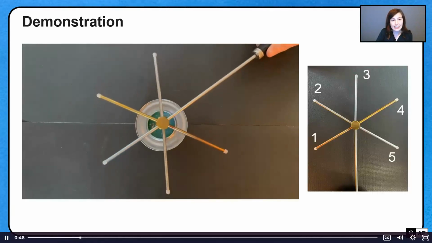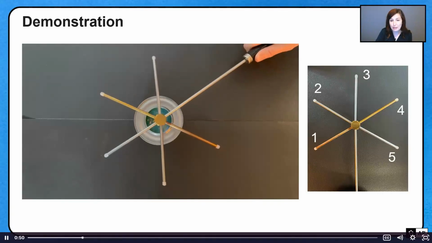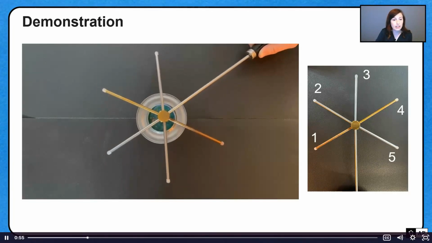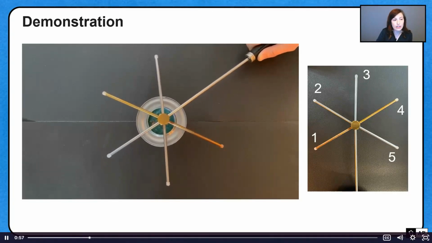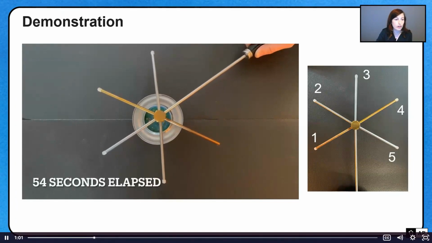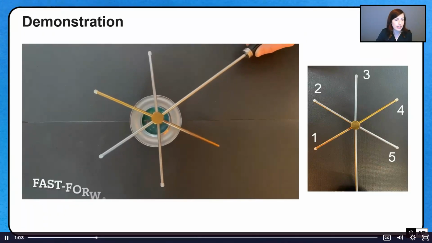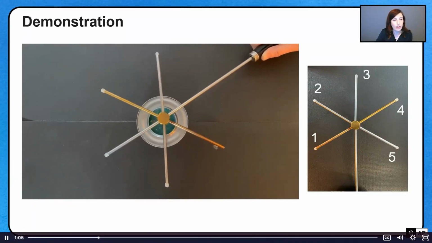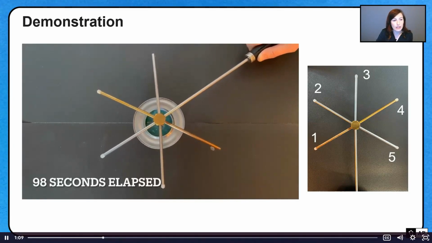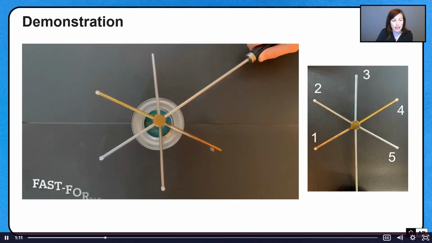In this demonstration, I have several rods of the same diameter, the same length, but they're made of different materials. They extend from the central hub, and in the end of each rod, there's a little bit of paraffin, and you'll notice those are starting to melt. After 54 seconds, the one on rod number 1 has melted. Now we see the one on rod 5 has melted.